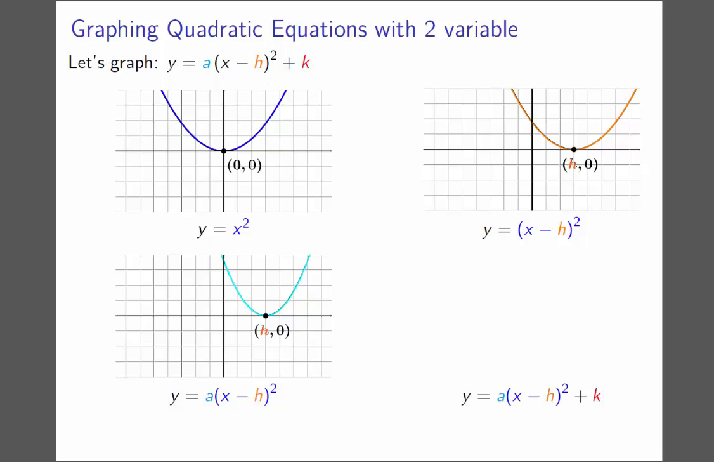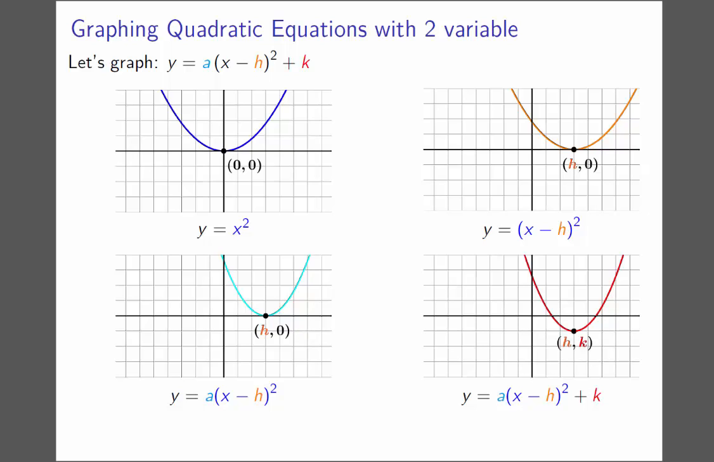Finally, we add k. This causes a vertical shift by k. In this case, we're using k to be negative, so the graph moves down by k. Notice here that our lowest point moves from h, 0 down to the point h, k. And we call this extreme point h, k on the graph the vertex.